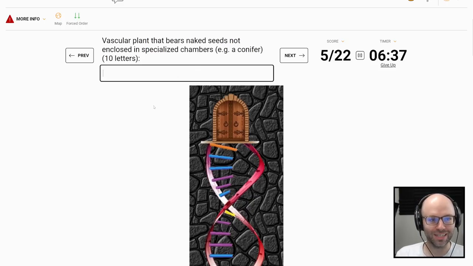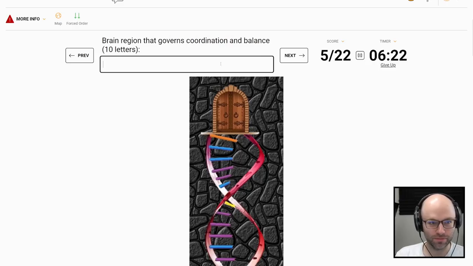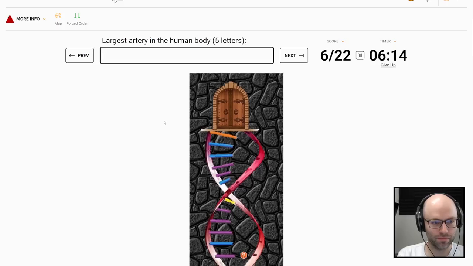Vascular plant that bears naked seeds, not enclosed in specialized chambers. What is a liverwort? Okay, I pass. Brain region that governs coordination and balance. What is the limbic system? What is the cerebellum? Thank you.